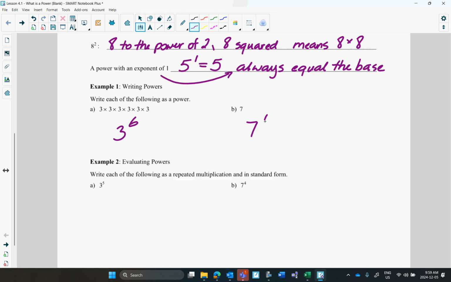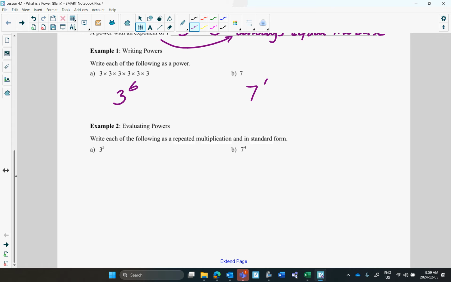What if we were asked to go the other way? You're given a power. You're asked to write it as repeated multiplication, and standard form means just the answer. So what does this mean to do?